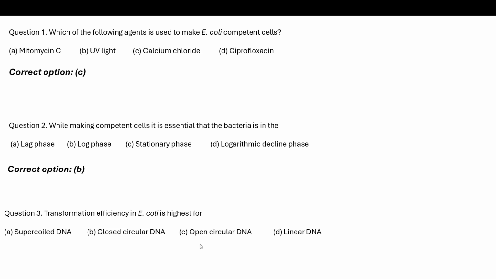The more compact the DNA is, the higher the transformation efficiency will be. Out of these four options, which has the more compact form? Option A will be the answer, because this is the more compact form in this case. The linear DNA or open circular DNA will be the most problematic ones.